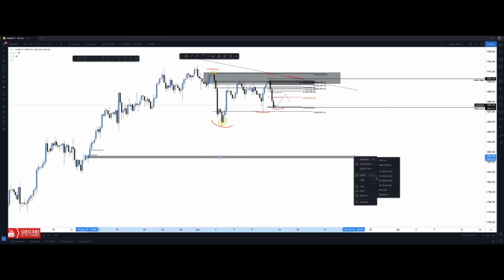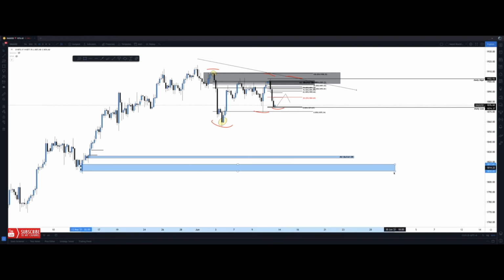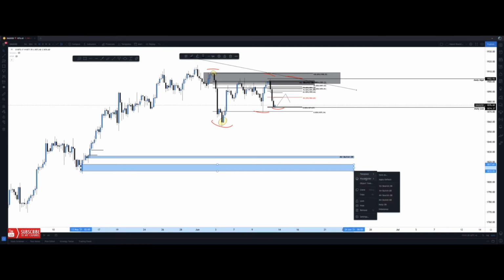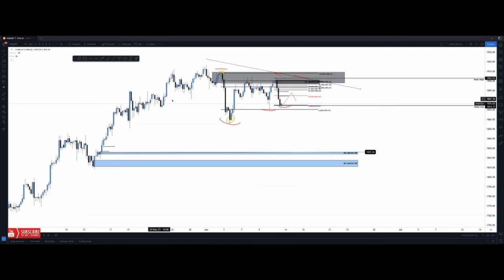This would be a 4 hour bullish order block, and we also have another one right under it right here. So these would be areas that you would want to be targeting overall this week, and these levels are, let's pull this, 1825. So 1825 is the area that we would be looking to target this week with gold.